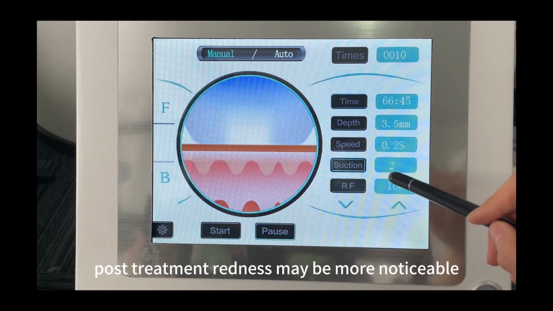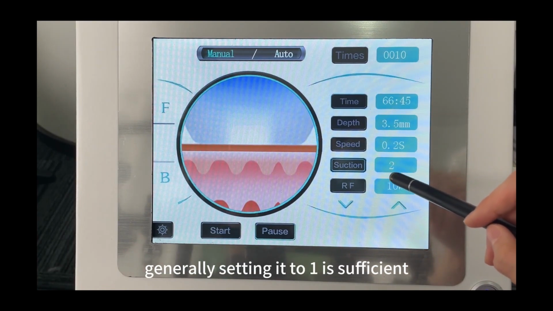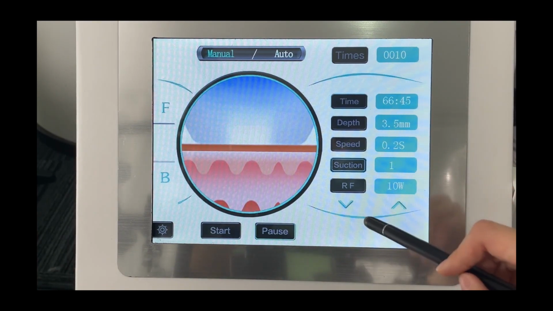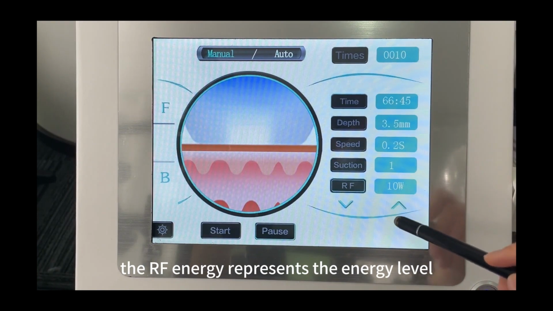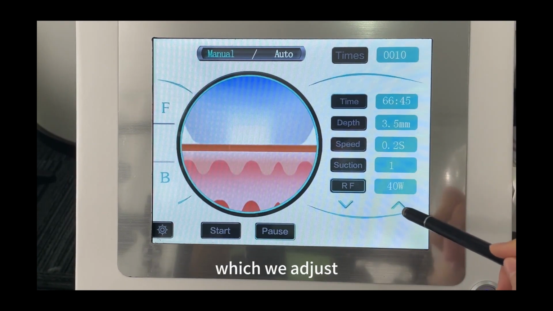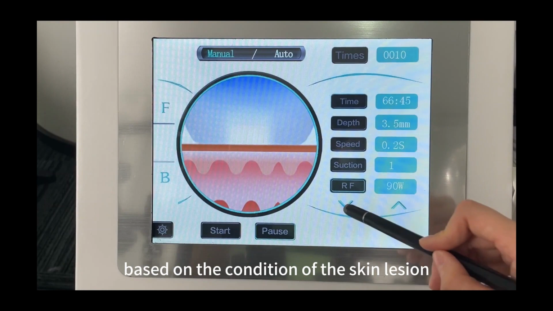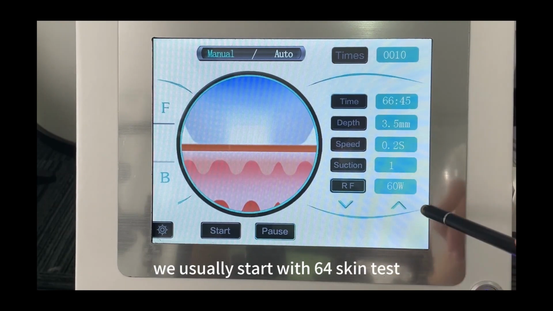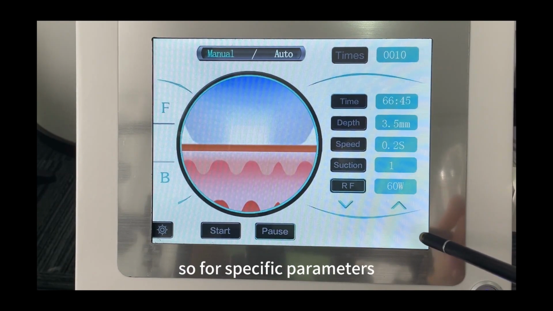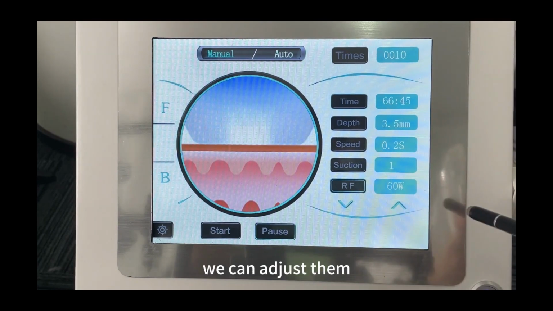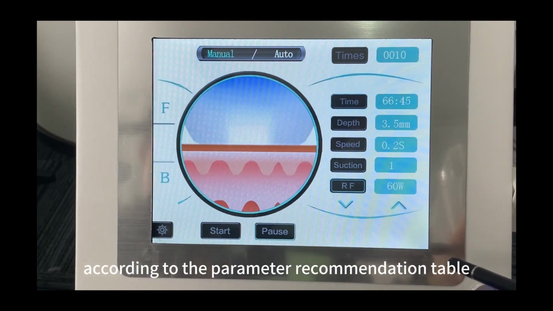Post-treatment redness may be more noticeable. Generally, setting it to 1 is sufficient. Lastly, the RF energy represents the energy level, which we adjust based on the condition of the skin lesion. We usually start with 64 skin test and gradually increase it. So, for specific parameters, we can adjust them according to the parameter recommendation table.